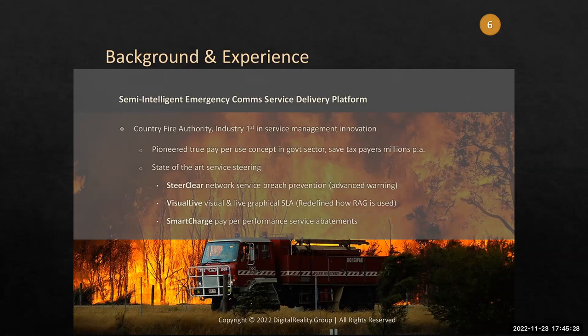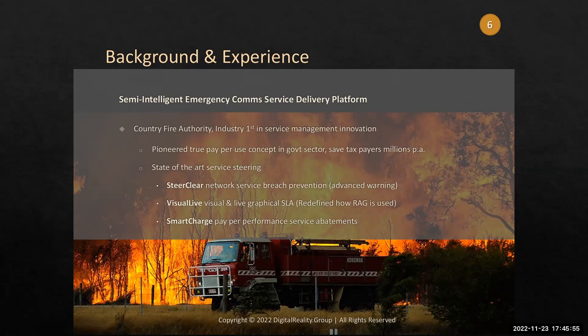So in this particular project, what we pioneered was a service breach prevention advanced warning system called Steer Clear. When a normal service delivery system handles fire when it happens, we try to address and detect events before the incidents happen. So our Steer Clear system basically lets the communications command center know issues before they really become a full-fledged incident.